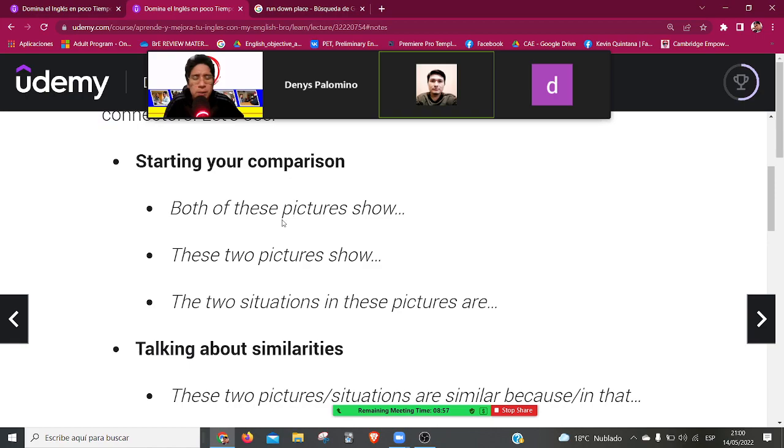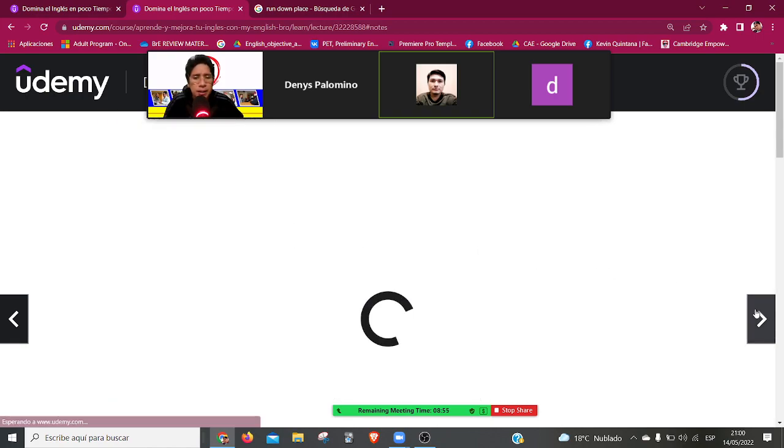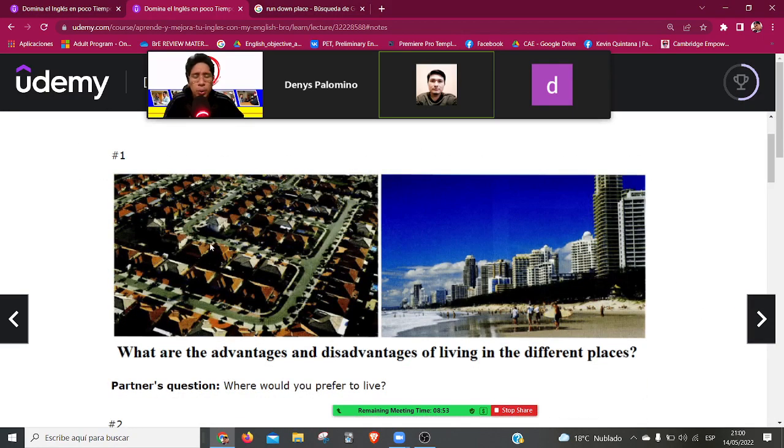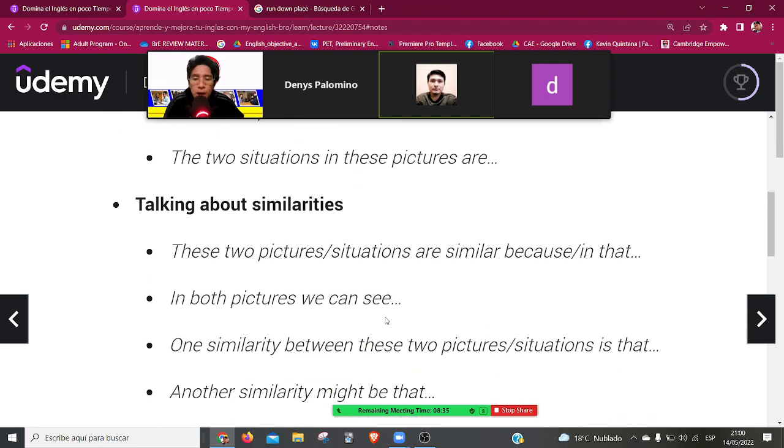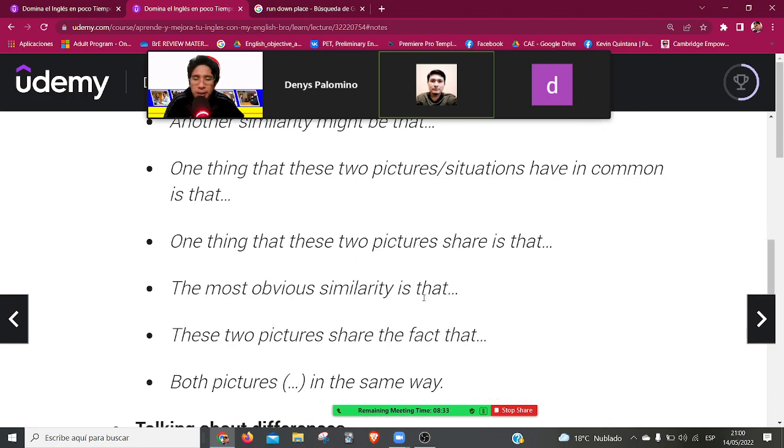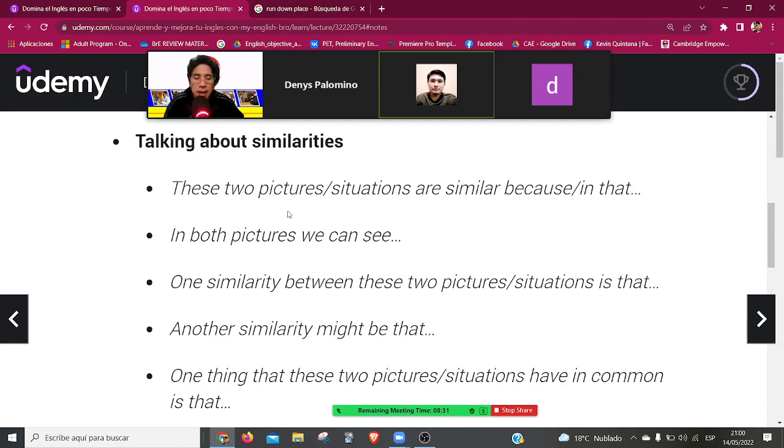Focus on this part. Like both of these pictures show. ¿Qué muestran ambas imágenes? You can say, well, both of these pictures show houses. Show how people build their houses. Show how our society is built. You see my point here? You can use expressions like these two pictures, the two situations in these pictures are... In both pictures we can see... when you talk about similarities.